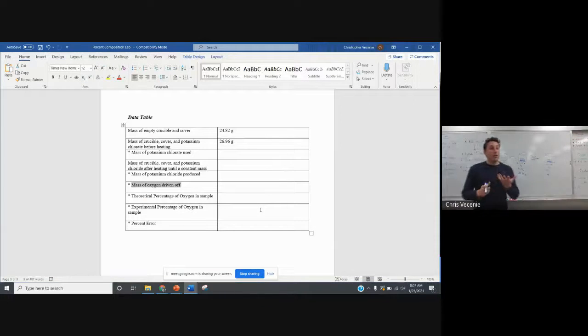I'm not going to do it for you for the oxygen. What I'm going to show you is how I would get the theoretical percent. I'll do the chlorine so you can see the system, and then you apply it to the oxygen. So if I want to get the percentage of chlorine, what I would do is take the grams of the Cl divided by the grams of the KClO3 times 100.